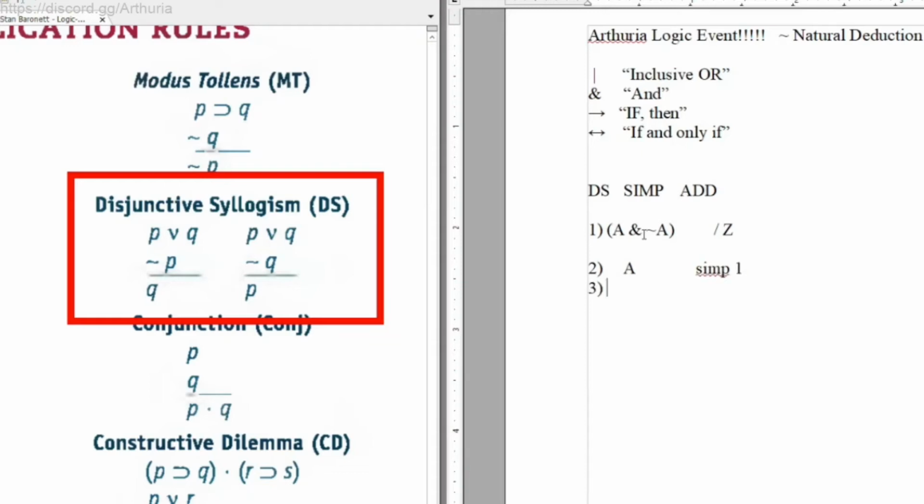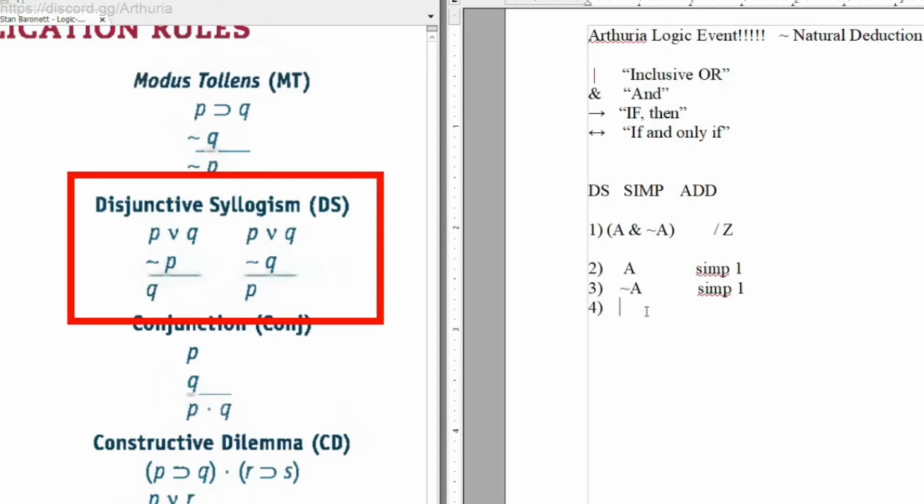Simp of 1 gives A, and simp of 1 gives not A. Okay. So how do I get to Z? I can in two steps. I have to use add and DS now. So you could add Z to what line? I would say not A, because then we're going to do a disjunctive syllogism. So add to 3.